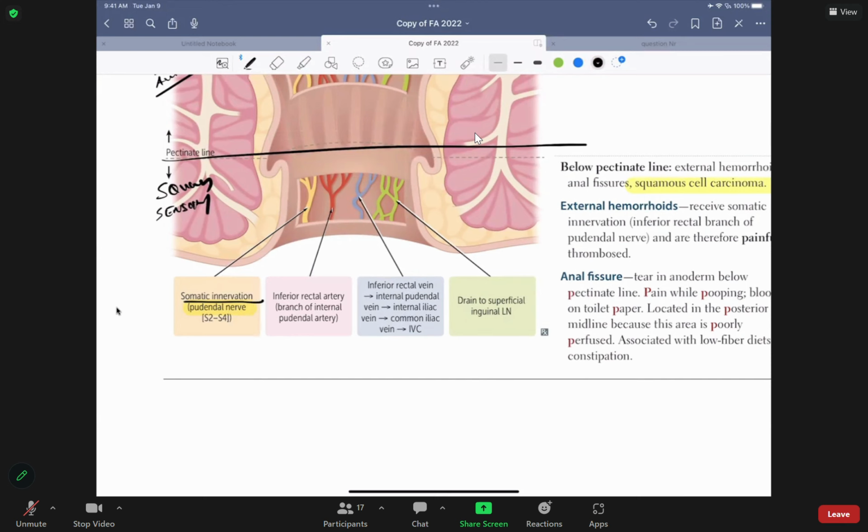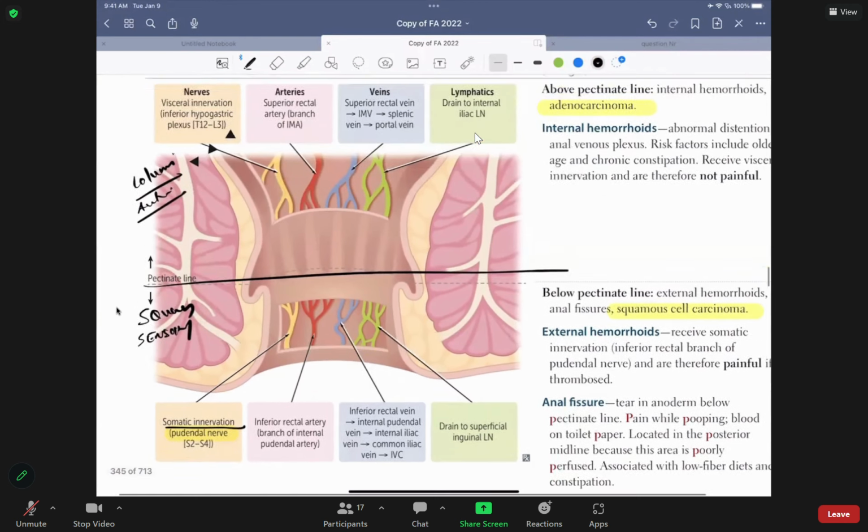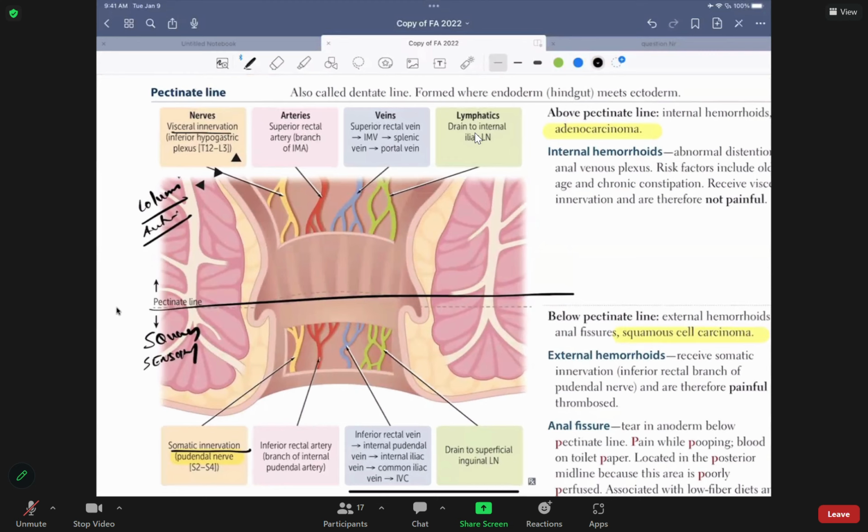Pudendal nerve. Above the pectinate line, it's visceral innervation, which means you cannot feel the pain, or we cannot feel anything above the pectinate line.